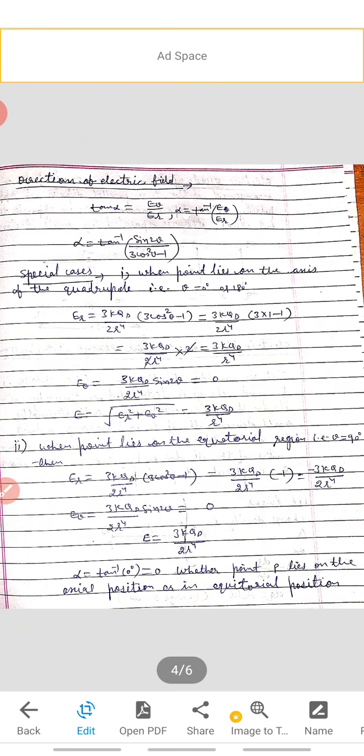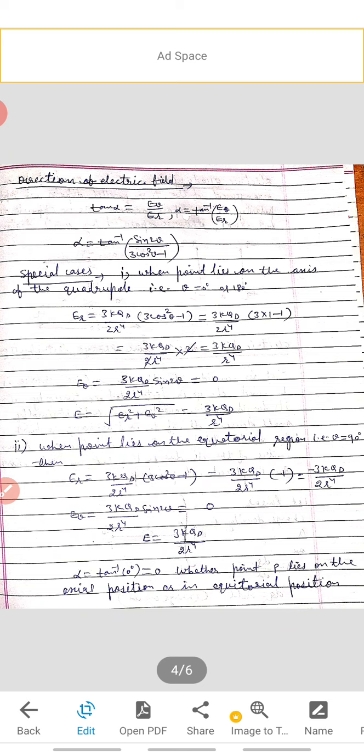Now, the direction of the electric field. To find the direction of the electric field, find tan alpha is equal to E theta divided by ER. So alpha is equal to tan inverse of E theta by ER, and if we put the value of E theta and ER in this equation, then we get alpha is equal to tan inverse of sin 2 theta divided by (3 cos square theta minus 1).